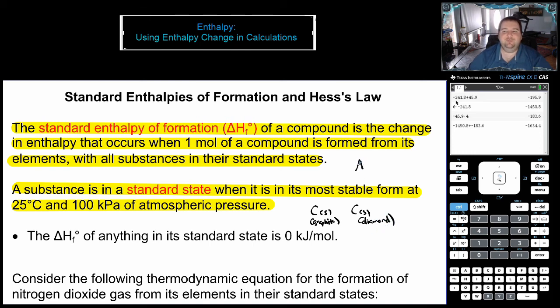Most of the time, like aluminum, what's the most stable form? It's just aluminum. Carbon maybe was a bad example because carbon and diamond have the same molecular formula. They're just very different structures. So usually when an element's on its own, that's the standard state. And then you also have to be careful about the actual state. Is it a solid, liquid, or a gas? For that, look at your periodic table and you'll be able to figure it out.